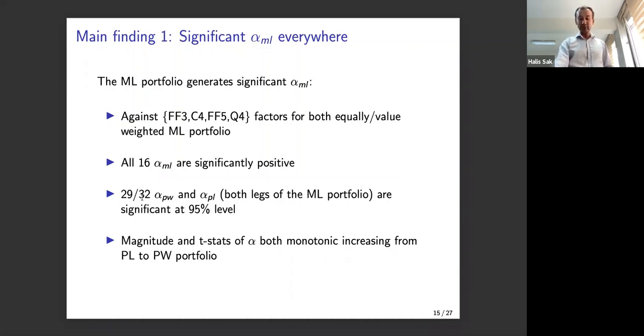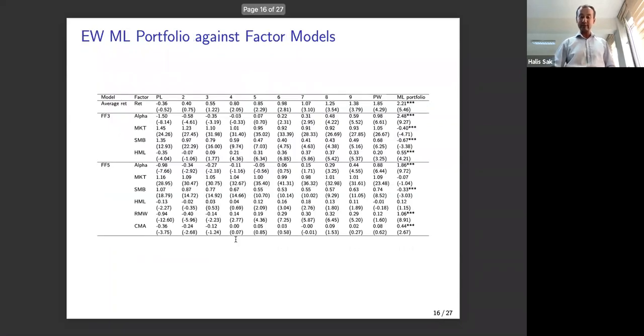And out of 32, 29 predictive winner and predictive loser alphas are also significant. So not just long minus short, but also predictive winner and predictive loser are mostly significant. Also, the magnitude and t-stats of alpha are both monotonically increasing from predictive loser to predictive winner. So let me explain this.